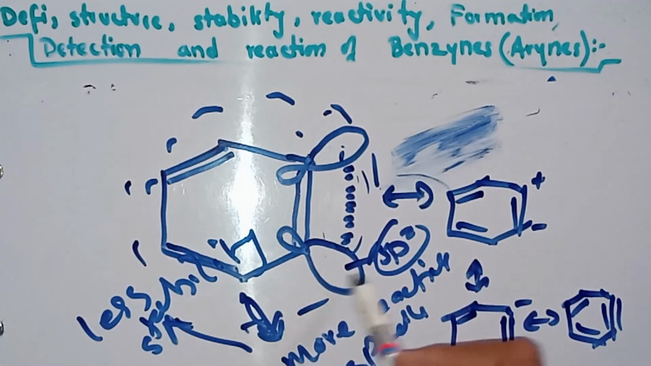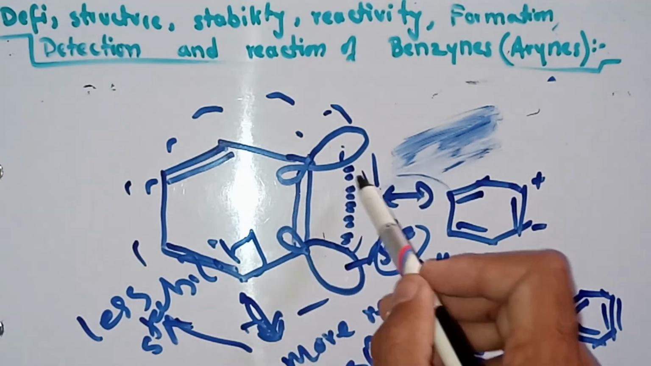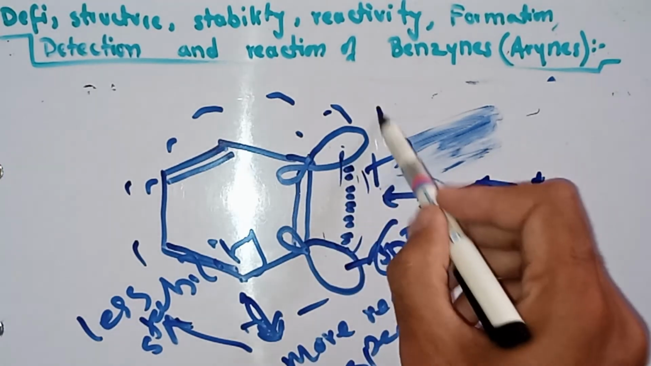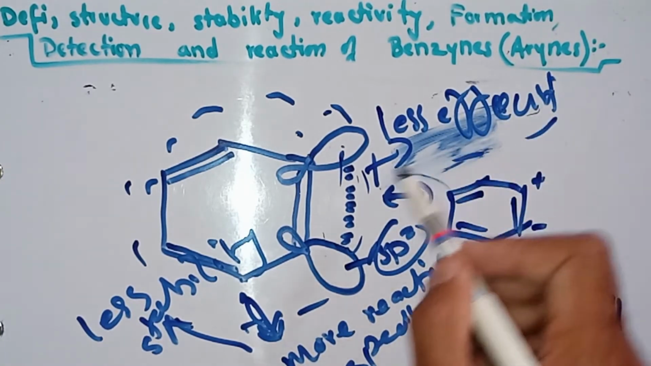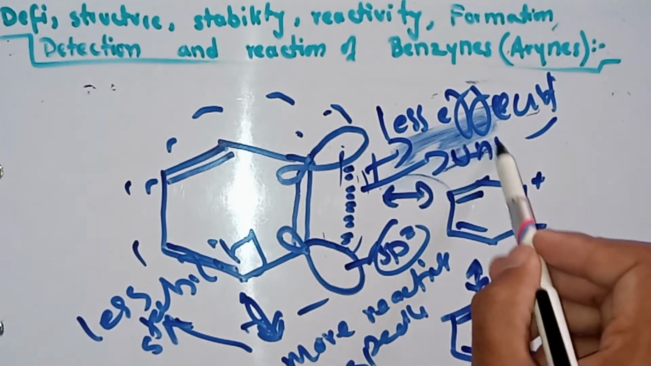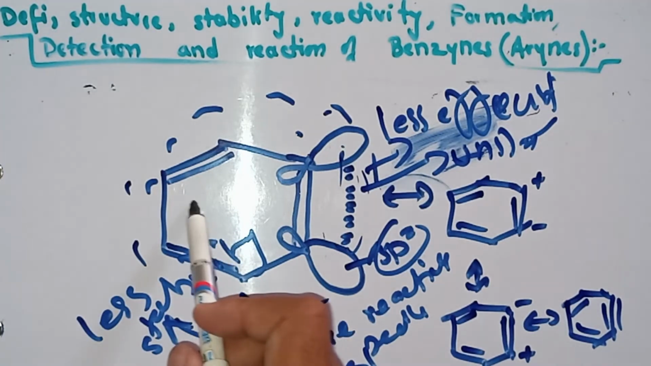Because the abnormal bond, the external pi bond, is very weak. It is very weak because of less efficient overlap. Due to less efficient overlap, this bond will be very reactive. It means very unstable. If they are very unstable, they are extremely reactive chemical species. So benzyne shows very high reactivity. That's why you can say that it is an unstable compound.